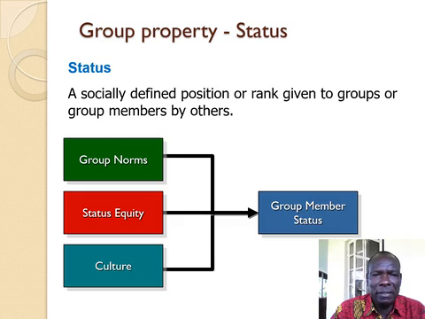So there are so many levels of status, and so it is a position or rank given to groups or group members by others. Okay? Even at an organization like UCU, we have those at the level of DVC, those are at higher ranks, then those at the level of deans are lower, and head of department, the hierarchy goes down, down, down. But at the top, you have the vice chancellor, and so on and so on. So these are statuses. So we have group norms, we have status, equity, and also we have culture. These are important in OB and in group behavior.